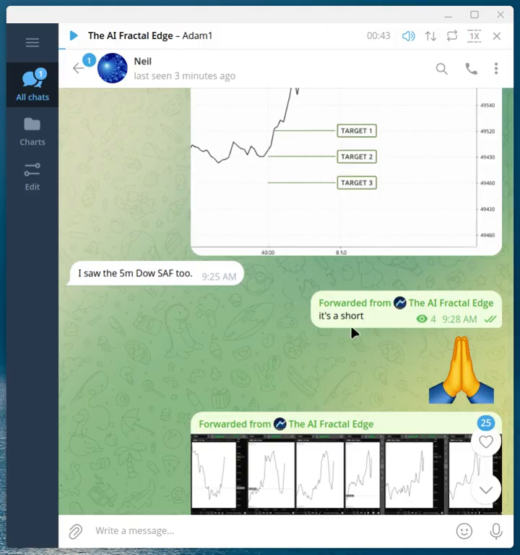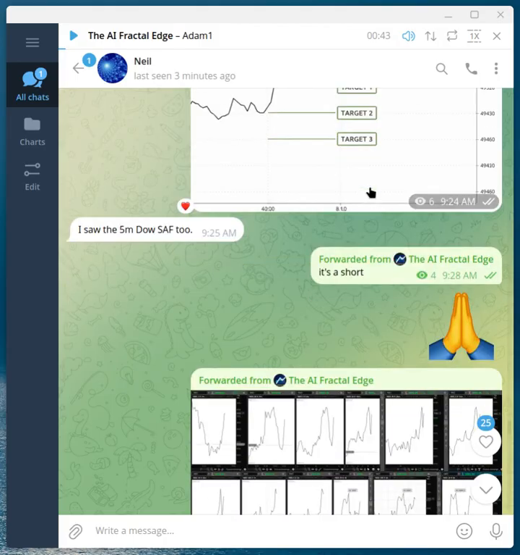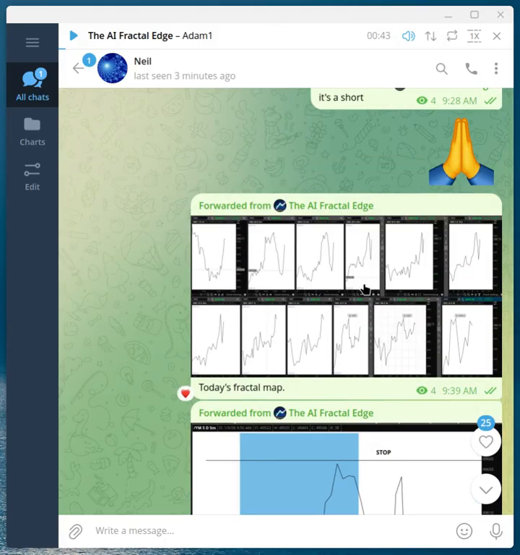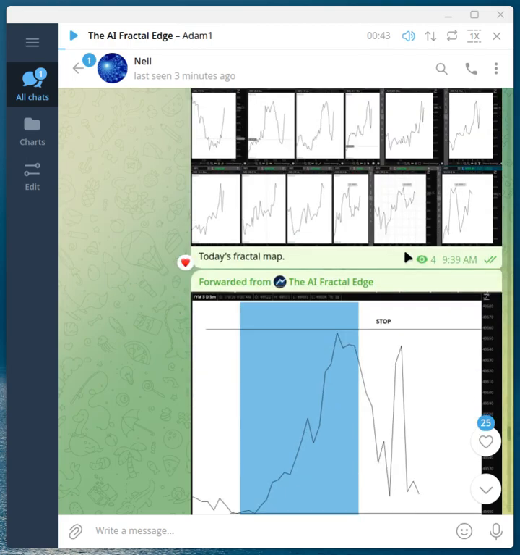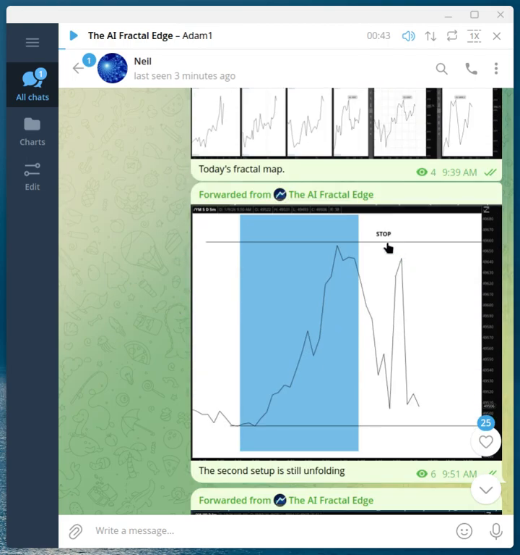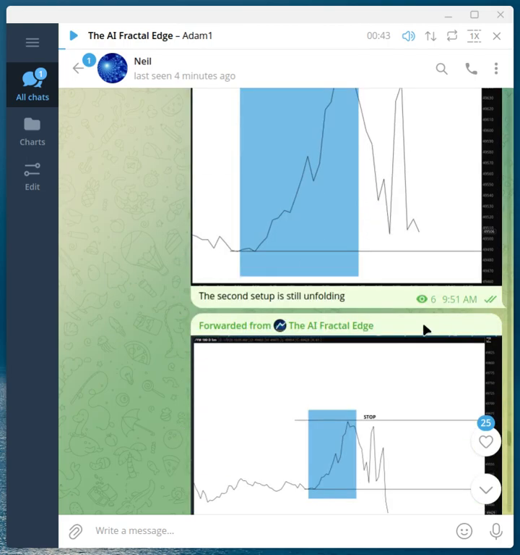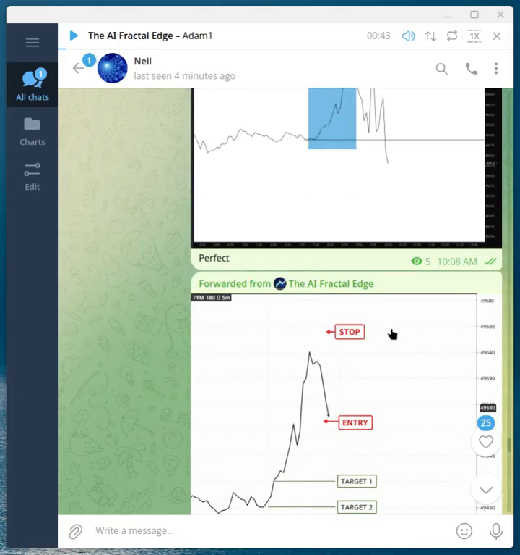And I said it was a short, and it went down to about target 3, took the profit, let it go. Here's your fractal map for the entire day. You have all the frequencies, and you need to look at all the frequencies for any interruptions in the current fractal. The stop held there, we made some money. Now we're going to move on to another fractal.